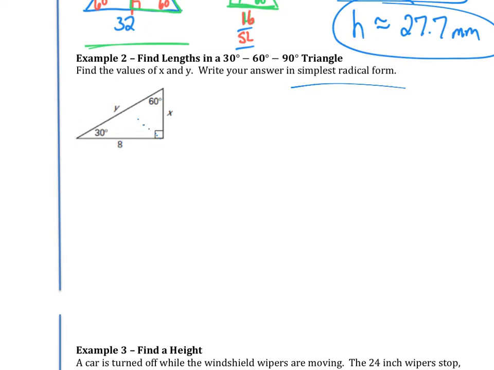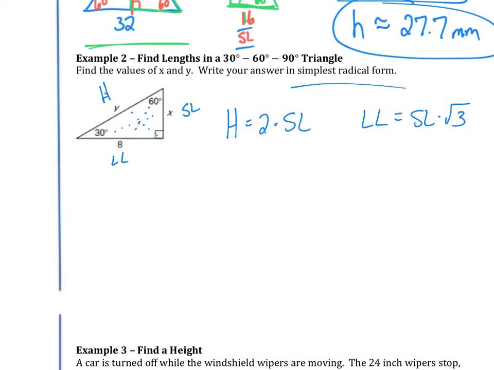Across from the 90-degree angle is going to be the hypotenuse. Across from the 30-degree angle is the short leg. And across from the 60-degree angle is the long leg. Okay, in a 30, 60, 90 triangle, the equations are hypotenuse equals 2 times the short leg. And the other equation is the longer leg equals the short leg times the square root of 3.